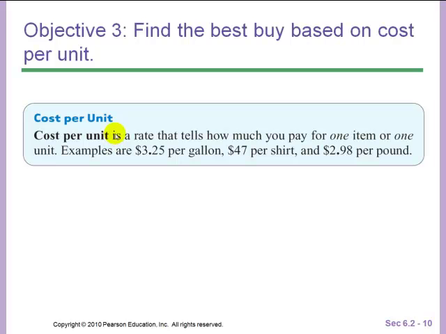Some unit rates are even more useful. These are ones that have to do with the dollar amount to a certain number of items. We call this cost per unit. So cost per unit is a rate that tells how much you pay for one item or one unit. So here are 3 examples. If you pay $3.25 per gallon, or $47 per shirt, or $2.98 per pound. Anytime you're comparing a dollar amount, the amount you spend for one thing, that is a unit rate.